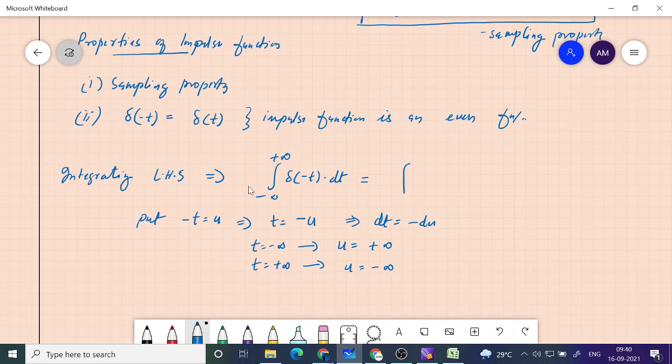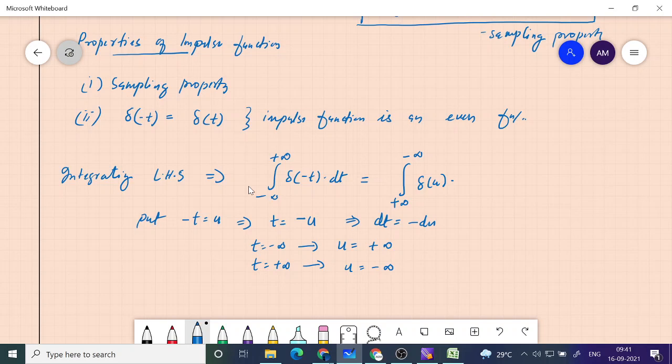Okay, so if you do that, for example, when t equals minus infinity, we saw that u is plus infinity, so put it there, and when t is equal to plus infinity, you know that u is minus infinity. And delta of minus t, minus t is what? Delta of u. So this is the reason why we did the variable transformation. We want to bring it into the familiar form.